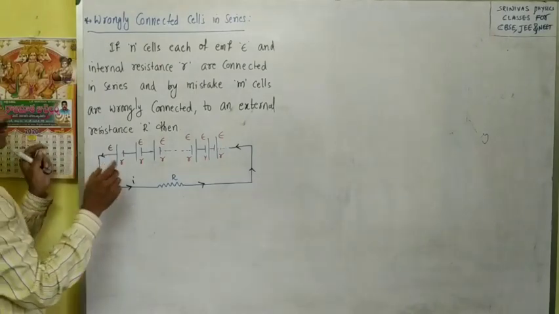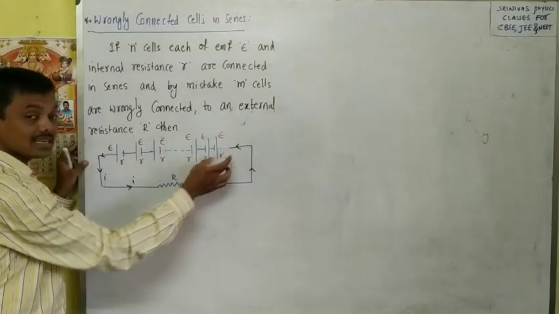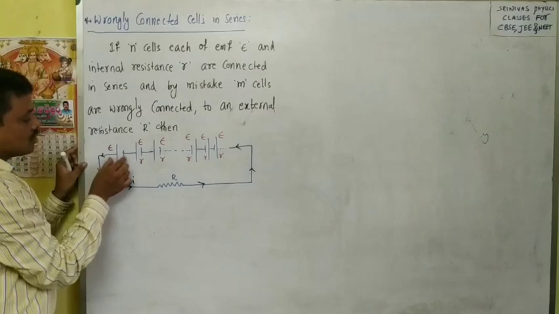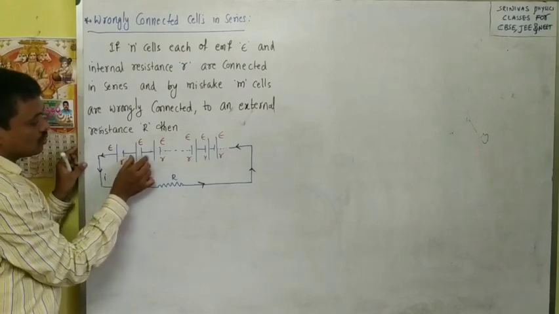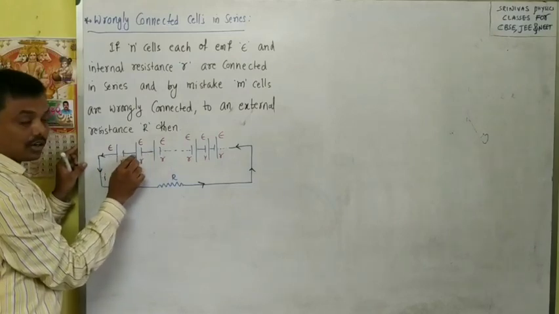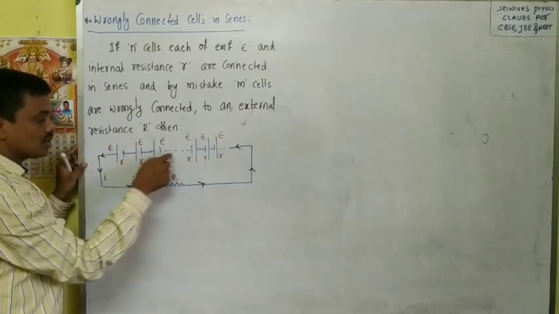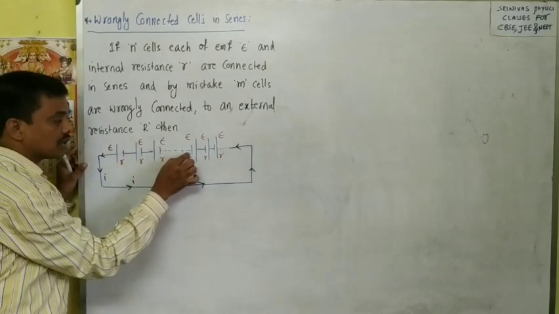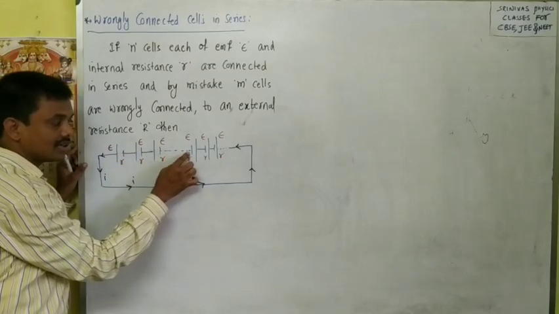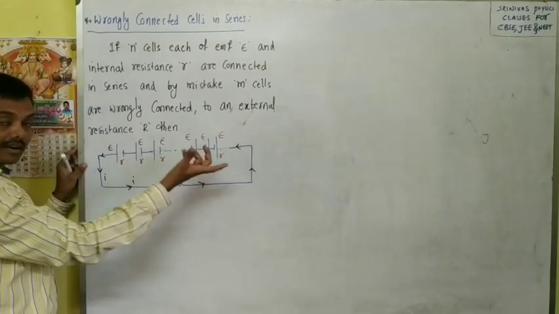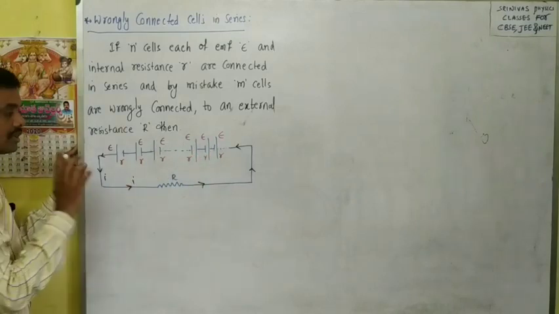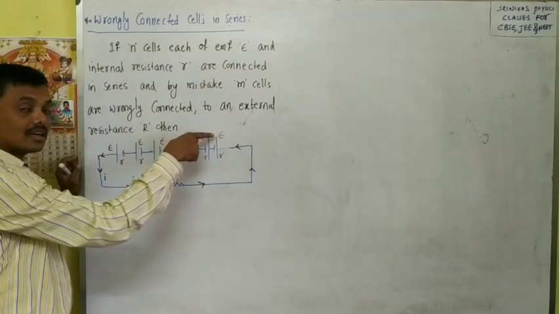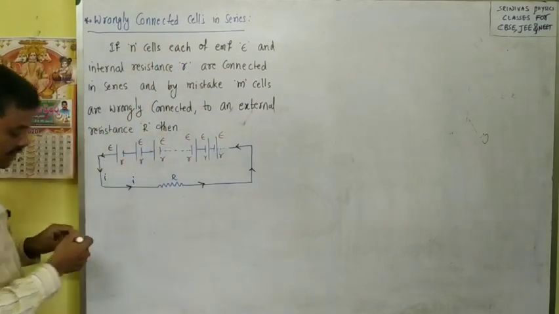Look here. There are some cells, total n cells. In that, m cells are wrongly connected. That means what? For example, here you see this is 1, 2, 3. The negative terminal of the first cell is connected to the positive terminal of the next cell, and so on. This is the right connection. But here negative is connected to negative, this is the wrong connection. Here some cells are wrongly connected, total n cells, and in that m cells are wrongly connected. Then what is the effective EMF?